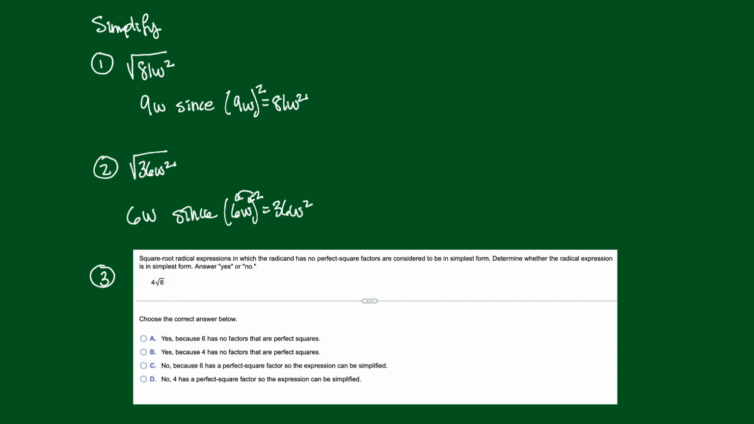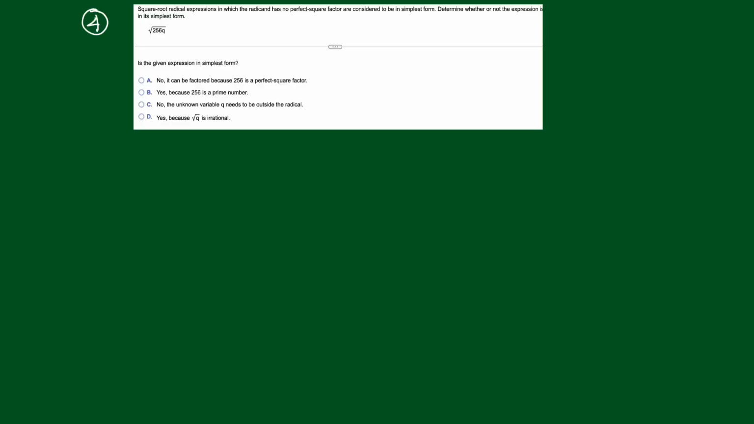Here are our choices. Yes, because 6 has no factors that are perfect squares. Well, that's true. 4 has no factors that are... well, it doesn't matter. 4 is not a radicand. 4 is not under the radical. No, because 6 has a perfect square. It doesn't. There are no perfect squares. You can't square any number and get 6. And then 4 is not even under the radical. So let's go with this top one right here. Let's say yes, this radical expression is in simplest form because 6 has no factors that are perfect squares.